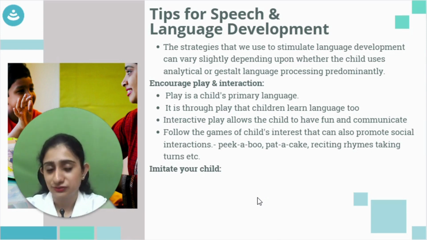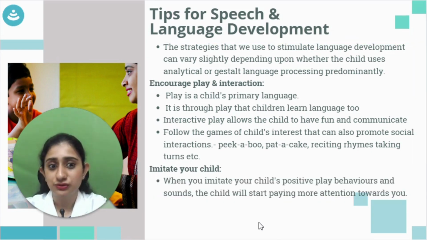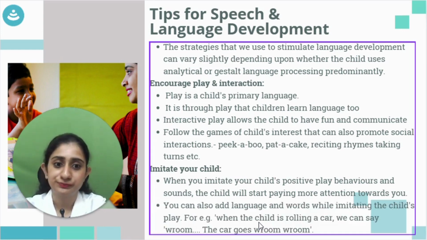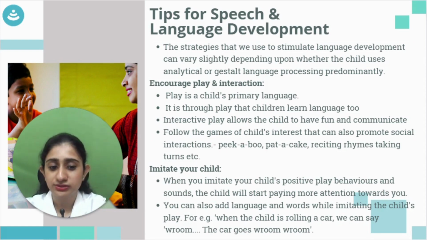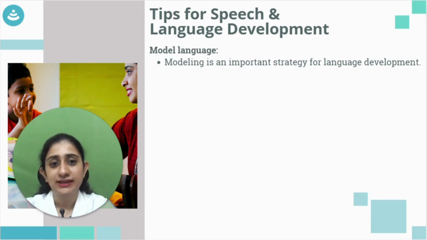Next is imitate your child. So when you imitate your child's positive play behaviors and sounds, the child will start paying more attention towards you. You can also add language and words while imitating the child's play. For example, when the child is rolling a car, we can say, "Room, the car goes room, room." Next is model language. This is a very important strategy that we use to stimulate language.